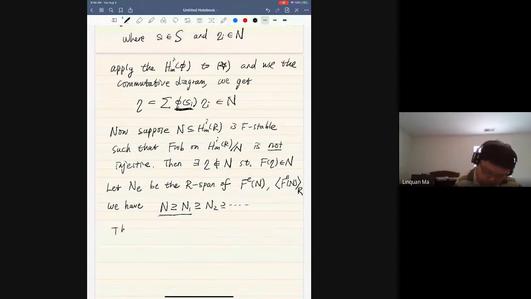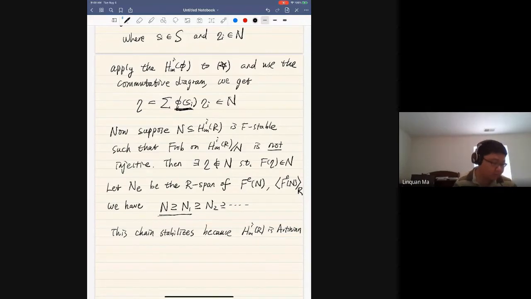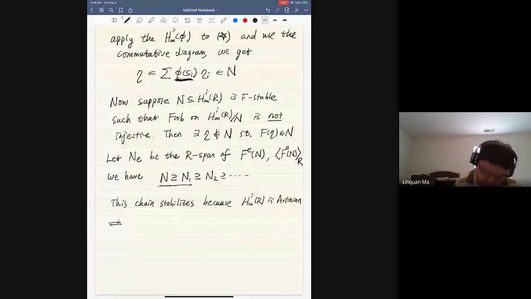So this chain stabilizes, because HMIR is Artinian. What does that mean? That there exists E very, very large such that NE equals NE plus 1.